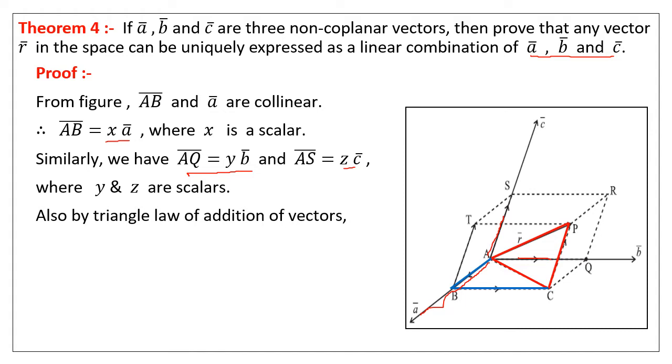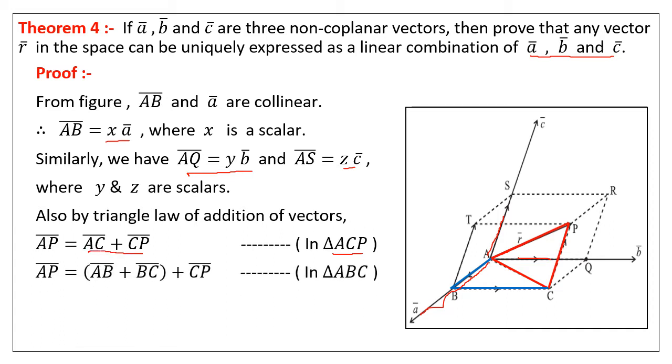Now, we are using the triangle law of addition of vectors in triangle ACP. See student, which is in red color. So AP bar equals AC bar plus CP bar. Now look at the triangle ABC, which gives us AC bar as AB bar plus BC bar. So AP bar equals AB bar plus BC bar plus CP bar.